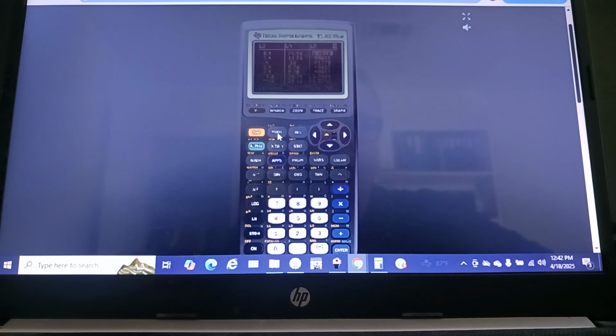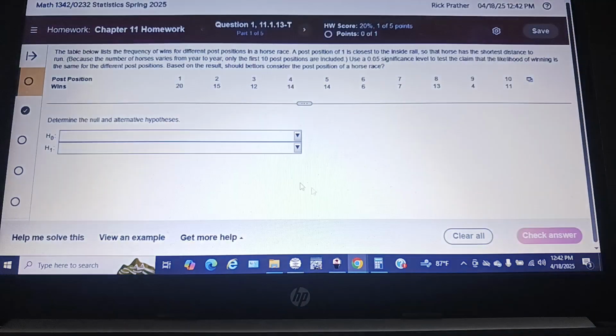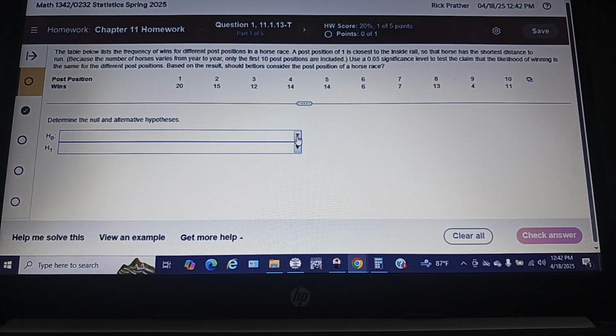So second mode quits the screen. Second stat, go over to math and go down to the sum. Sum of L5, 17.793 is the test statistic. Oh, I forgot to do this.